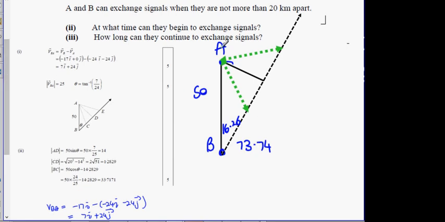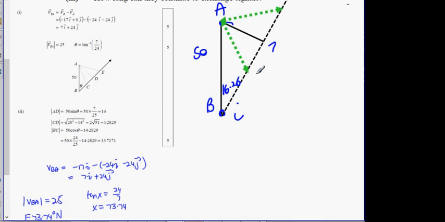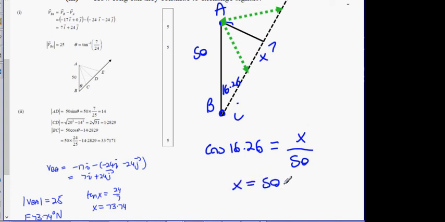Here's what we're going to do. We're going to find out the length of here to here. How would you do that? It's the adjacent, isn't it? So you're going to say cos 16.26 equals x over 50, yeah? And then figure out x: what's 50 cos 16.26?